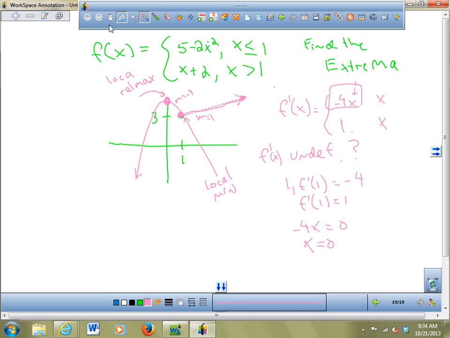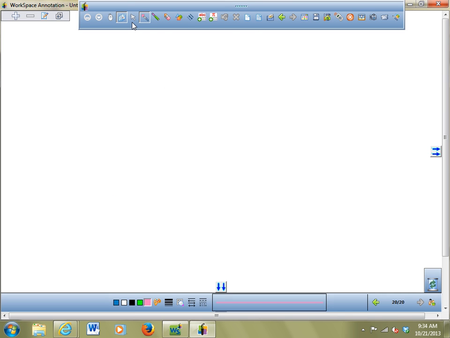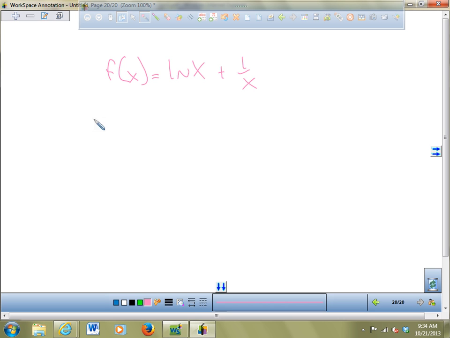And lastly, you're going to see some functions that look like f of x equals natural log of x plus 1 over x. You're going to see one like this in your homework. And they're going to say find all relative extrema, and they'll give you an interval, like say from negative 2 to 3 or something like that. And you have to know how to take the derivative of this and deal with it.